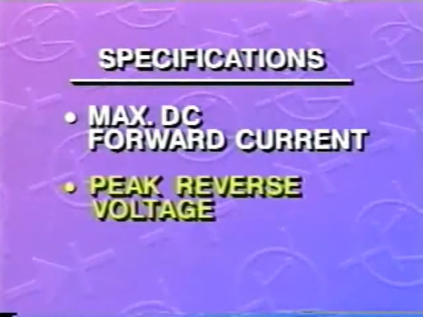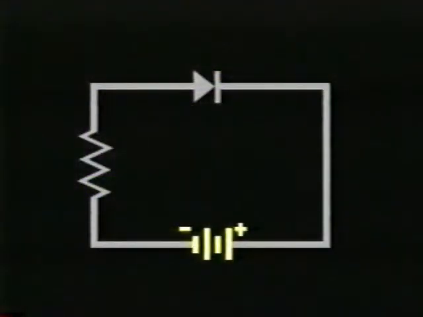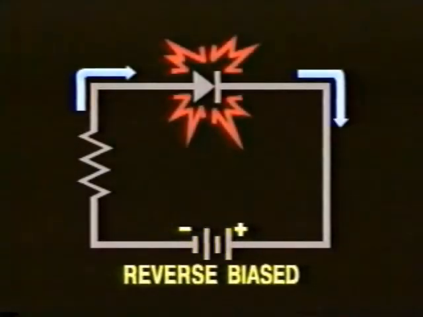A second specification to be aware of is called the peak reverse voltage or peak inverse voltage. This value refers to the maximum level of voltage that can be applied to a reverse biased diode. If this limit is exceeded, the diode will break down and begin to conduct current in the reverse direction. Current will actually be forced through the depletion region. This can weaken the diode and shorten its life. If the power rating of the diode is exceeded in the process, the diode will burn out.